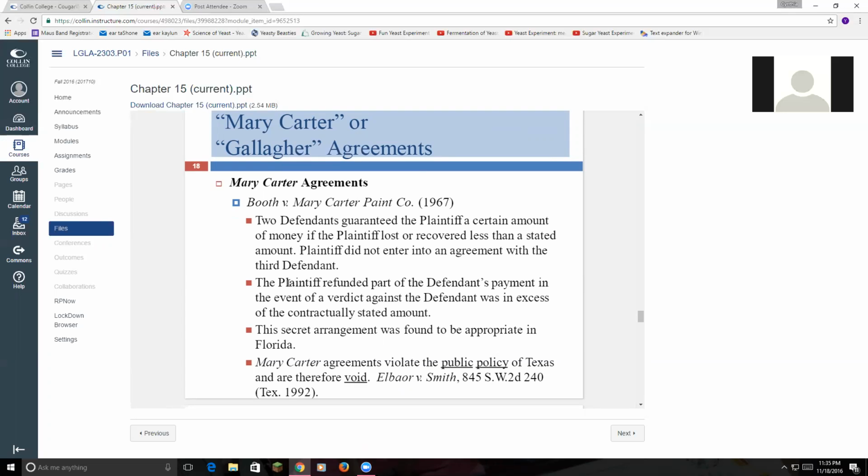This is the part that's controversial, though. The plaintiff refunded part of the defendant's payment in the event of a verdict against the defendant that was in excess of the contractually agreed amount. So if the plaintiff got a lot of money from this third defendant, the plaintiff was going to give a refund to the first two defendants. So what this meant was that the defendants had a motivation to make the third defendant look really guilty, and to also make the plaintiff's damages really, really sound big.